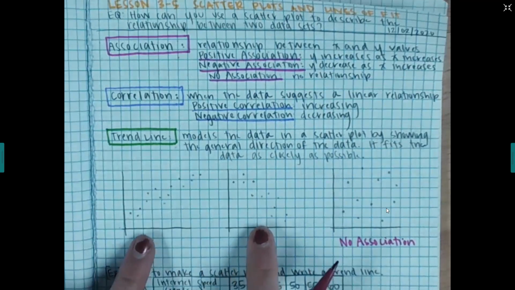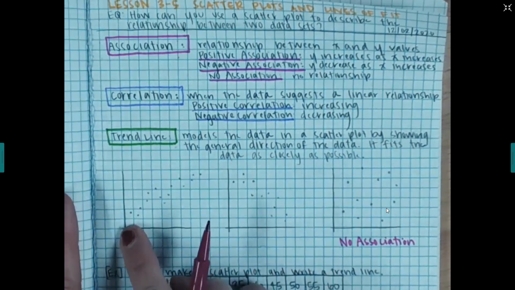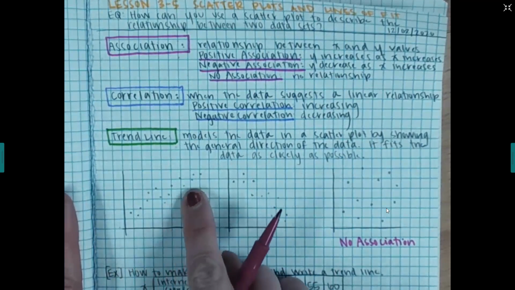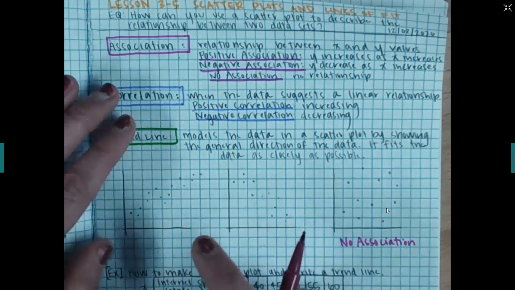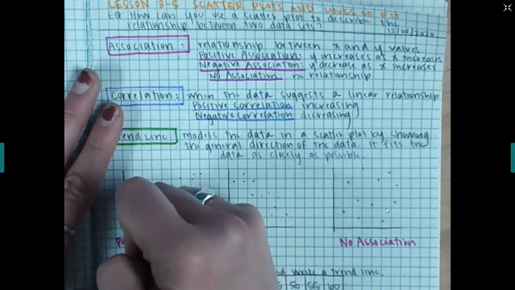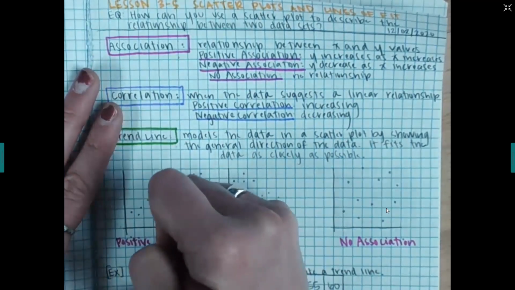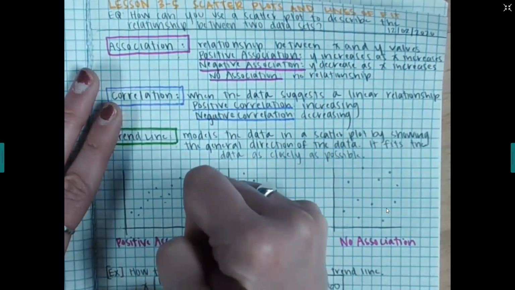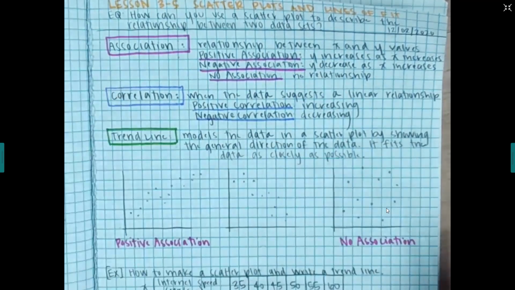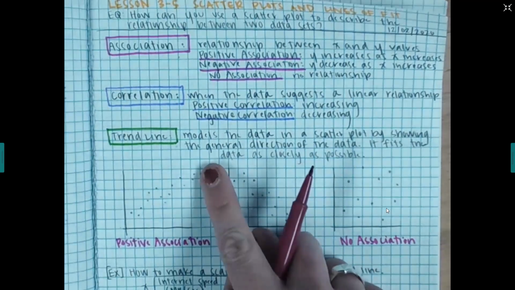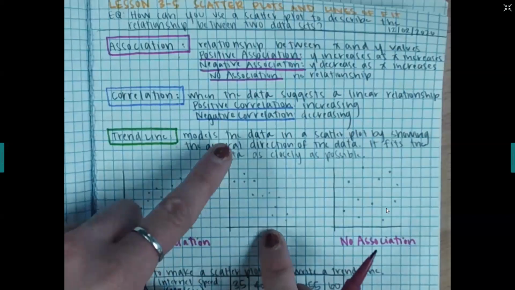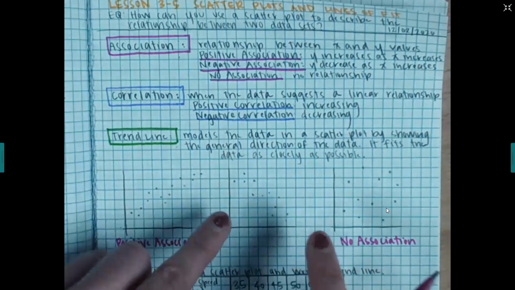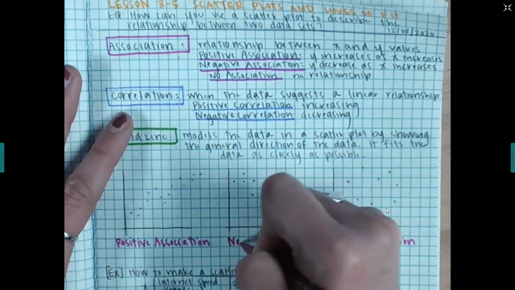Whereas these two, I can see a general pattern. This one is going up and to the right. So as the X values are getting bigger, the Y values are also getting bigger. So that is a positive association. And this one looks like it's going down and to the right. So as my X values are getting bigger, my Y values are getting smaller. So that is a negative association.